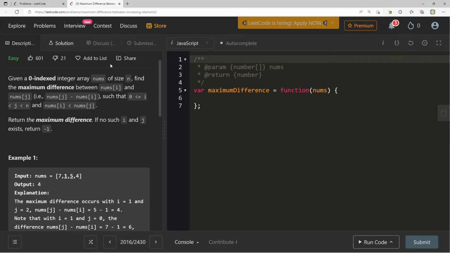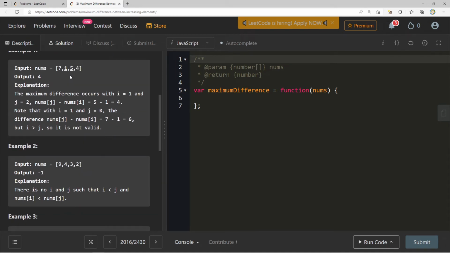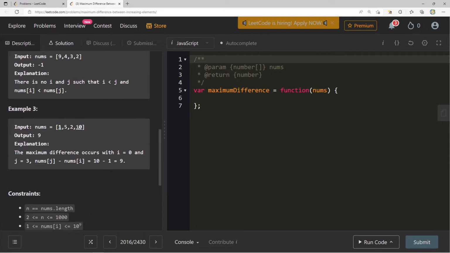Given a zero-indexed integer array nums of size n, find the maximum difference between nums of j and nums of i, in other words nums of j minus nums of i, such that i is less than j and nums of i is less than nums of j. Return the maximum difference. So we want, now this, I feel like we can't, yeah, there is no i and j such that i is less than j. Okay, so here, this reminds me a lot for some reason of the question called best time to buy and sell stock.